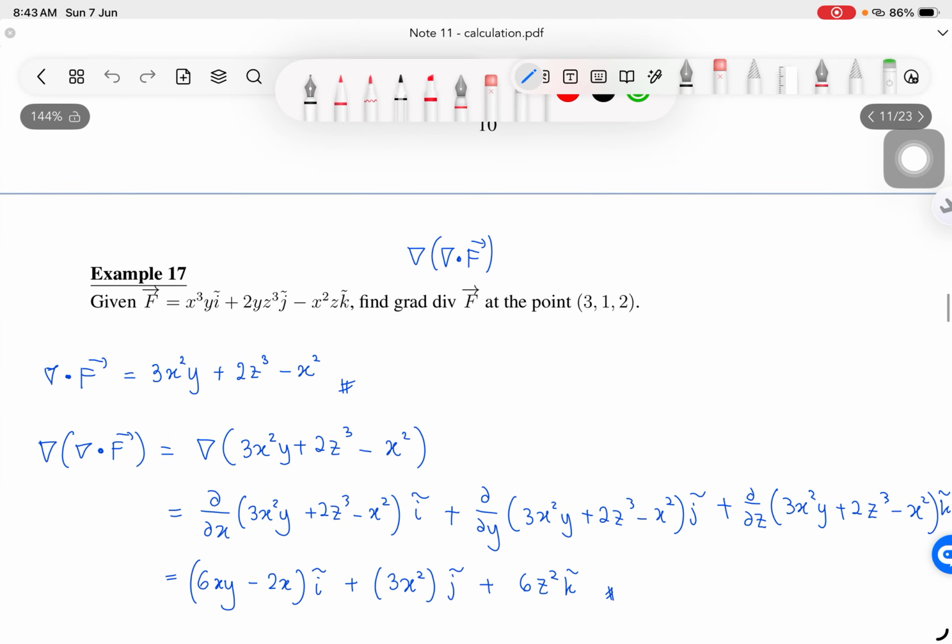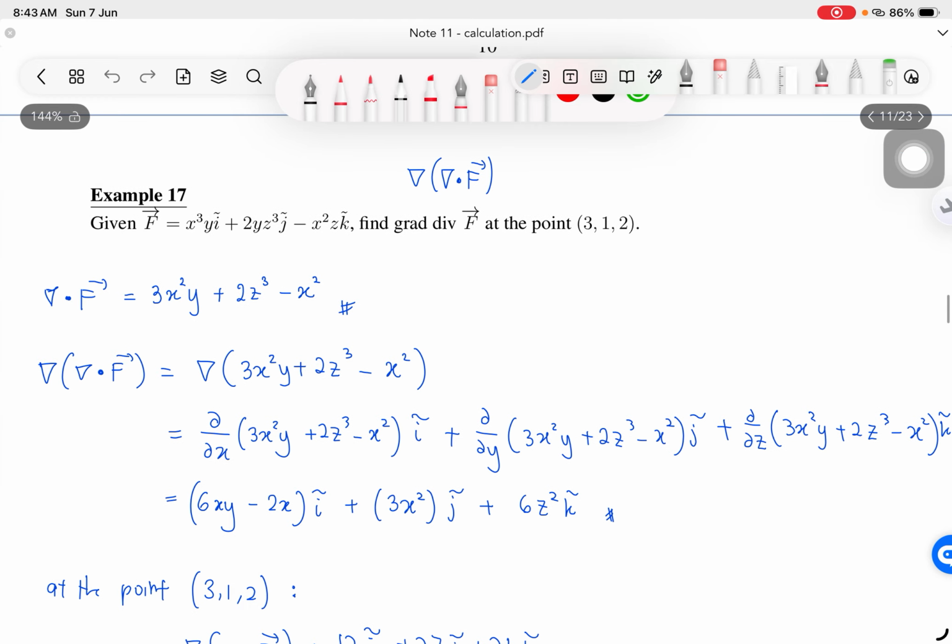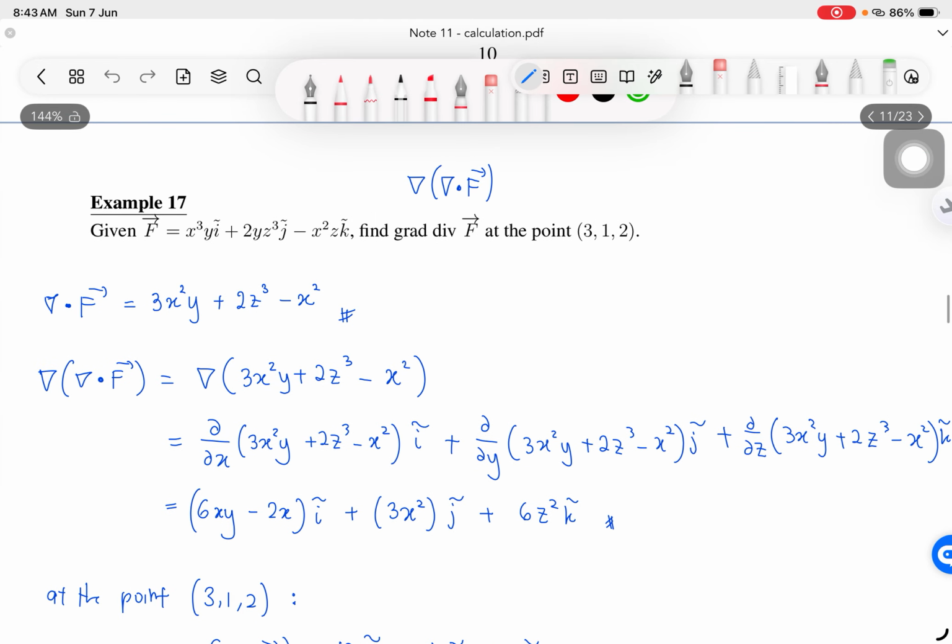Alright, so let's go to example 17 here. Given vector F, they ask you to find grad divergent F at the point (3, 1, 2). You know that divergent F is del dot F, and grad is del here, so meaning that you're going to get this one. You want to find this one.